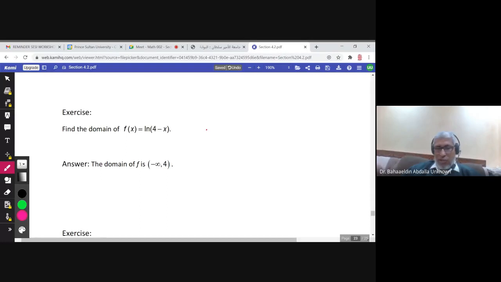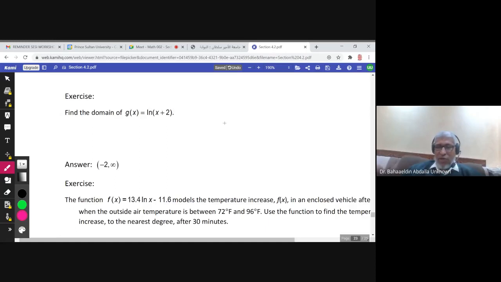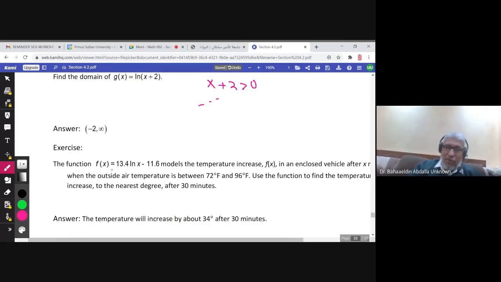Let us find the domain of ln of 4 minus x. We solved questions like this. You put 4 minus x greater than 0, and you continue, and you will find the domain from negative infinity to 4. How to find the domain of this function? You put x plus 2 greater than 0, and you solve this inequality, and you will find that the domain is from negative 2 to infinity.